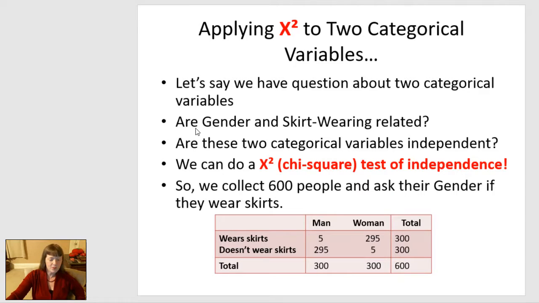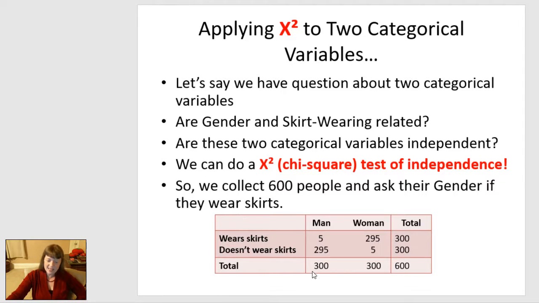For example, I might do a chi-square to ask this question. Is there a relationship between gender and skirt wearing? That is, I want to know, are these 2 categorical variables completely independent of one another? Or are they related in some way? Does the probability of whether or not someone wears a skirt, is it influenced by their gender? Is there some relationship between these 2 variables?